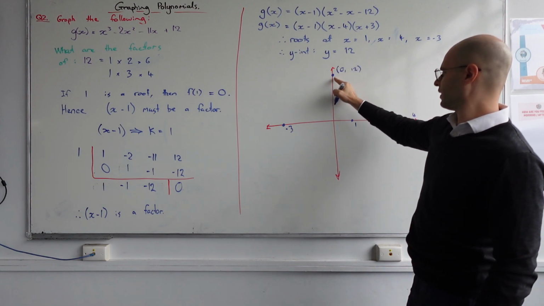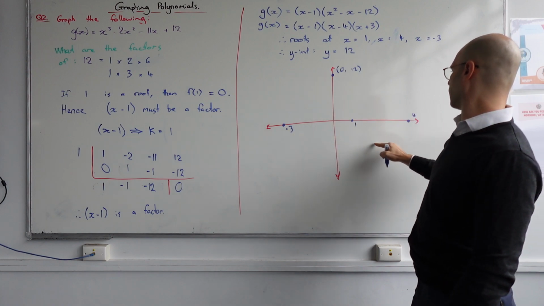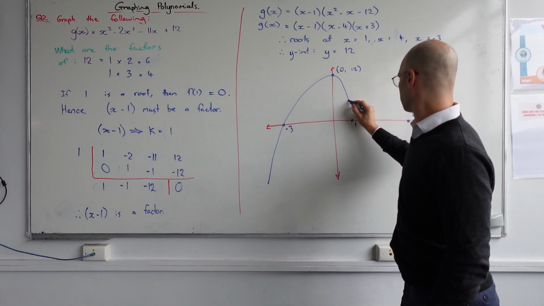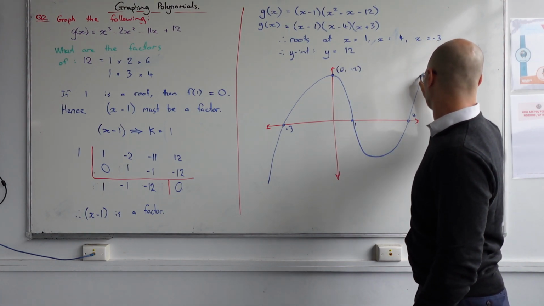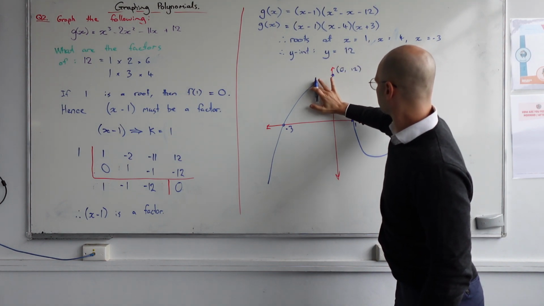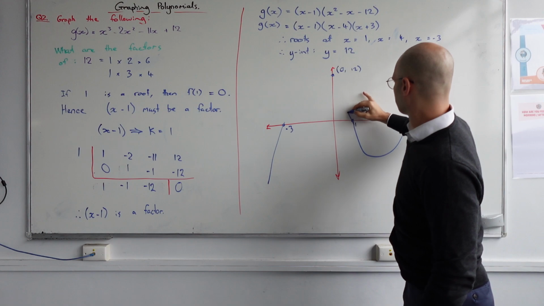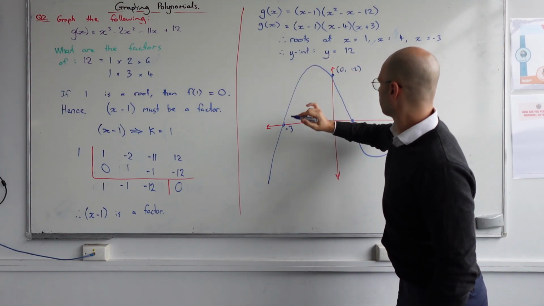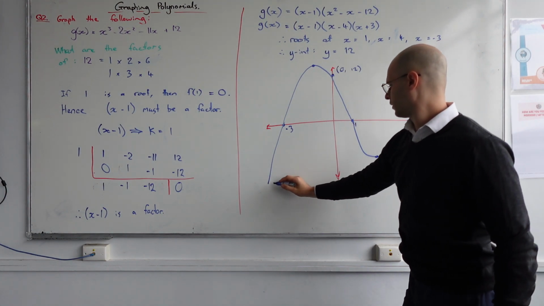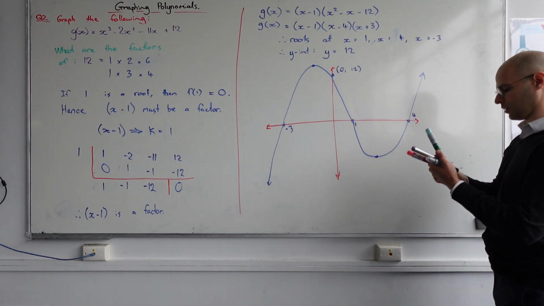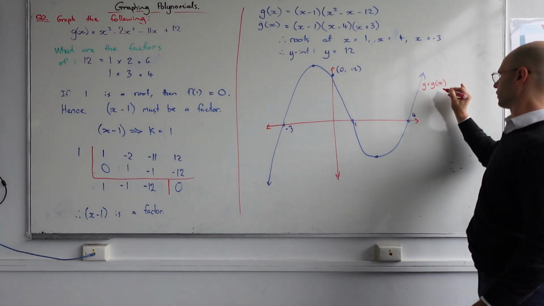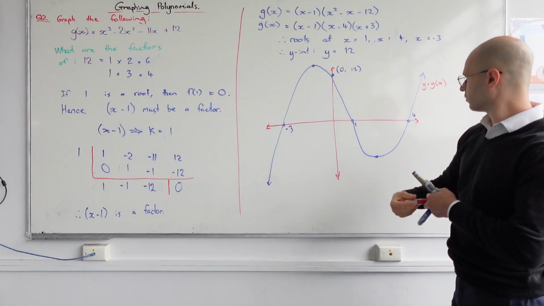And because this is here, I know it's going to go whooshka. So local maxima there, local minima there. Arrows, arrows, y equals g of x. Reasonable?